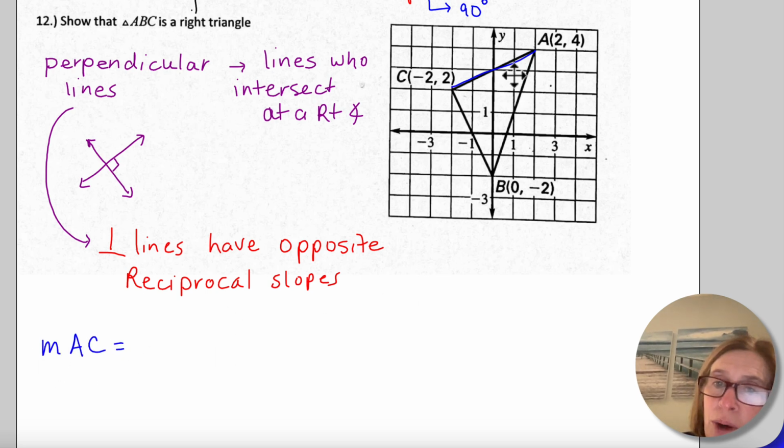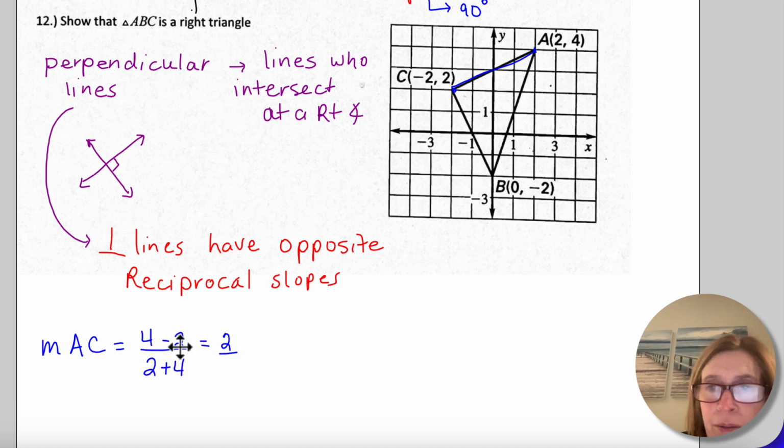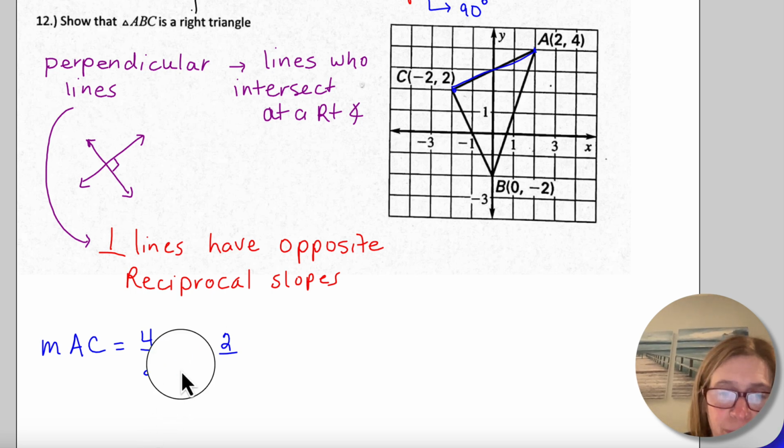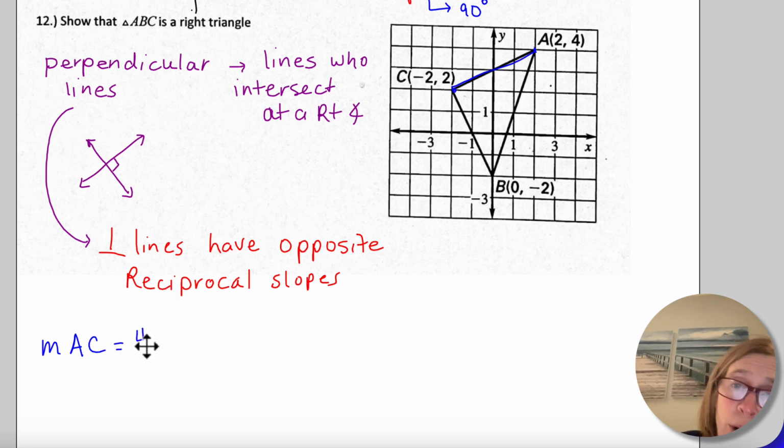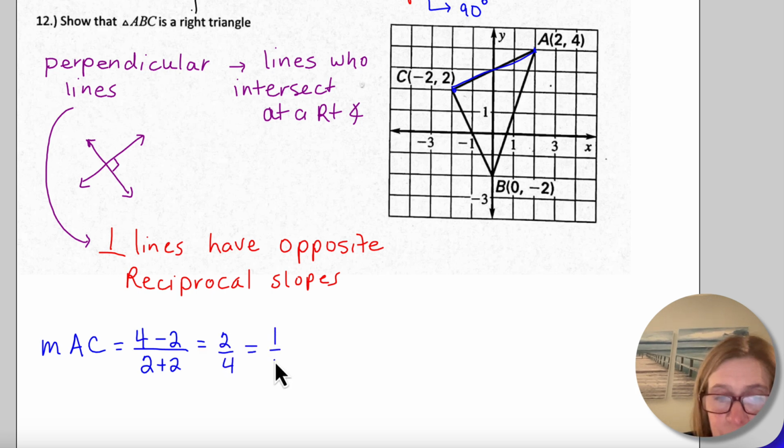All right, so I've got two ordered pairs at the end of it. I get 4 minus 2 all over 2 plus 4, which gives me... let me try that again. So that gives me 4 minus 2 all over 2 plus 2, so 2 over 4, which is a half. So the slope of line AC is a half.